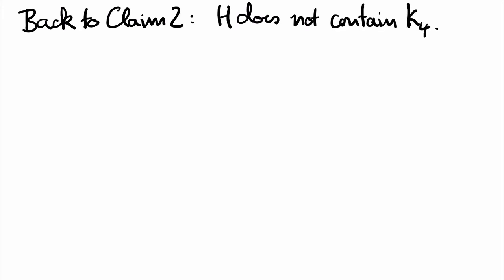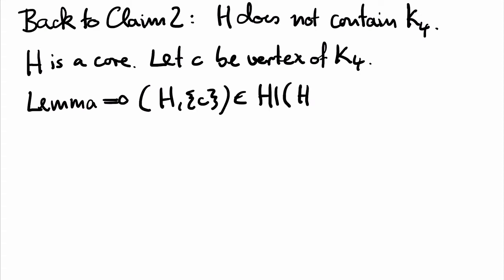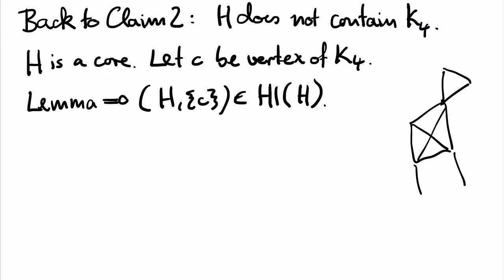It is pretty clear that our new lemma implies claim 2. Suppose for contradiction that H contains a copy of K4 as a subgraph. We already know that H is a core. To apply the lemma, we pick a vertex c from the copy of K4. The lemma then implies that the expansion of H by the singleton relation that just contains c is primitively positively constructible in H.